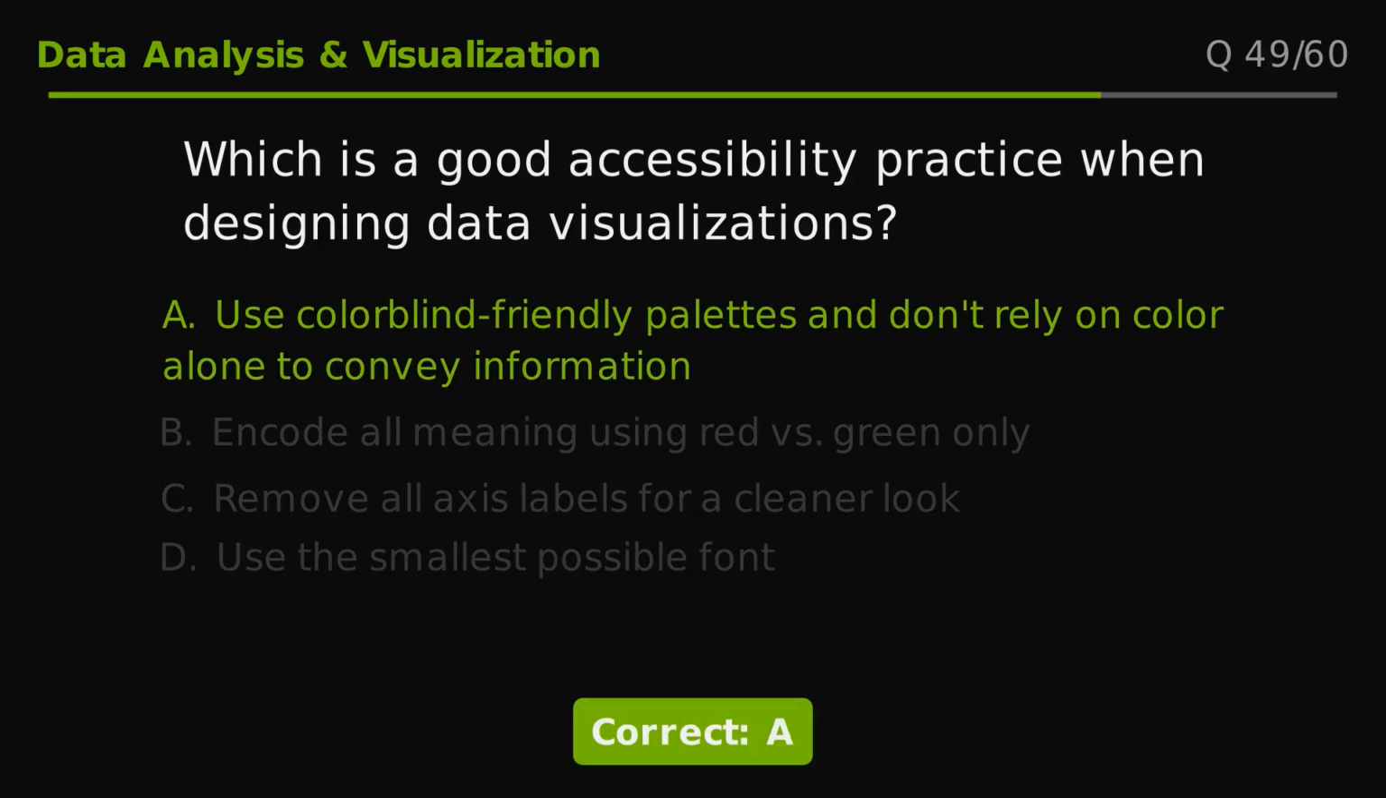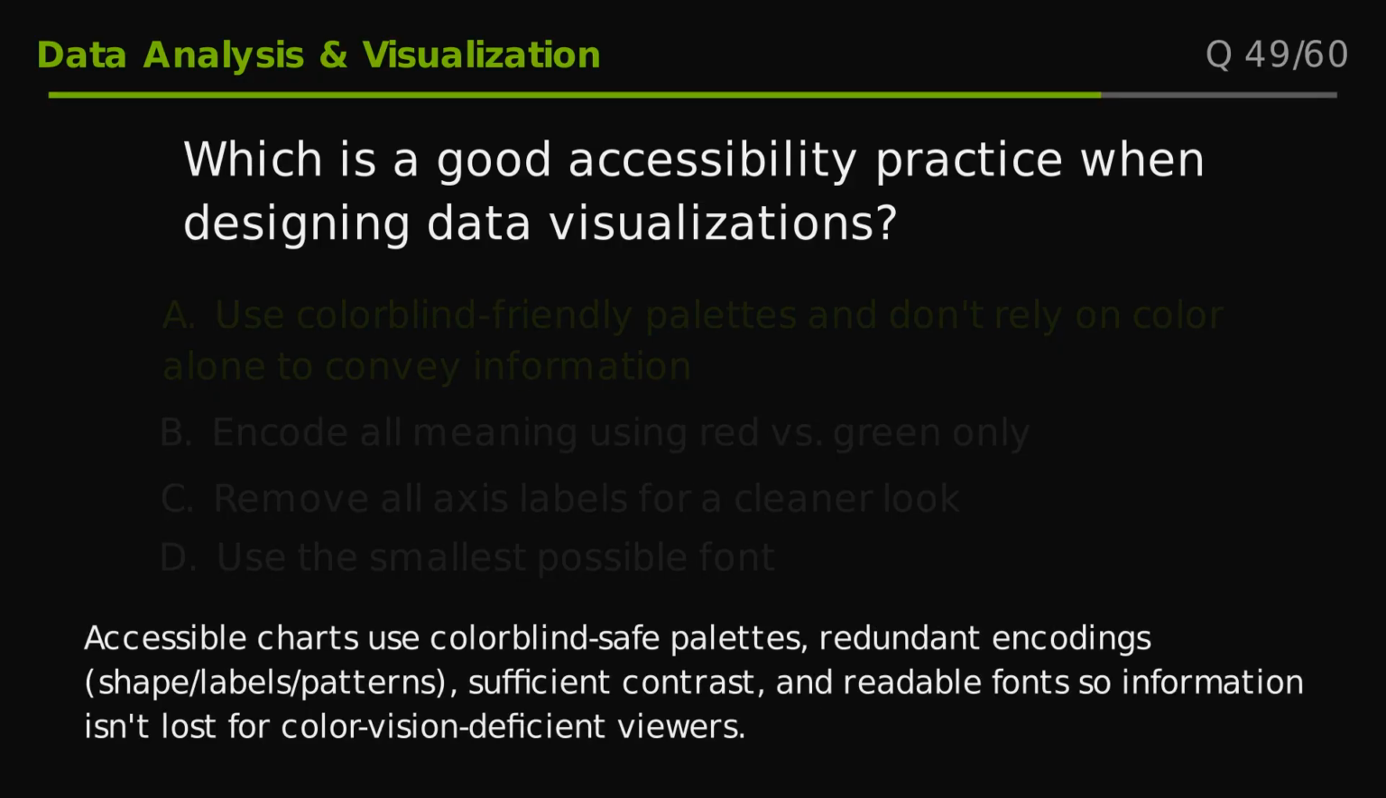The correct answer is A. Accessible charts use colorblind-safe palettes, redundant encodings, shapes or labels or patterns, sufficient contrast, and readable fonts so information isn't lost for color vision deficient viewers.